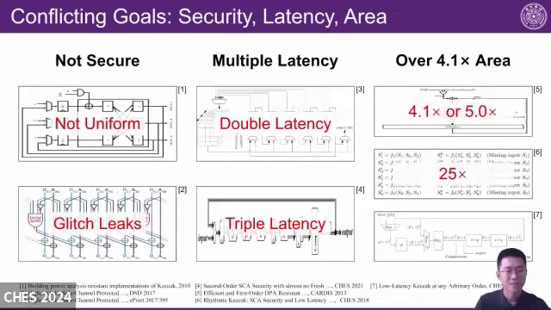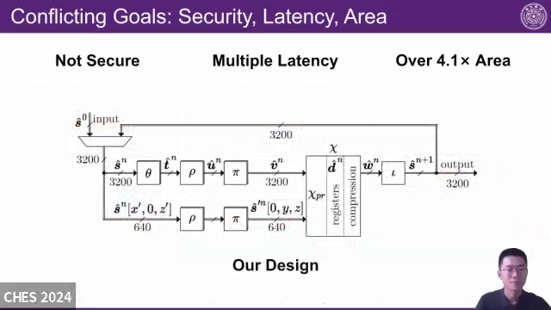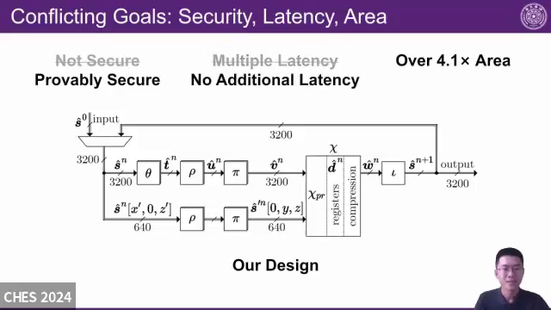The design by Zari and others, presented at CHES 2021, needs over 4.1 times the area and demands 1,600 bits of randomness per cycle. As you can see, existing designs, as they are not provably secure, suffer from multiple times the latency or require over 4.1 times the area. In our work, we present the first provably secure, no additional latency, and 3 times the area first-order masked SHA-3 hardware design.